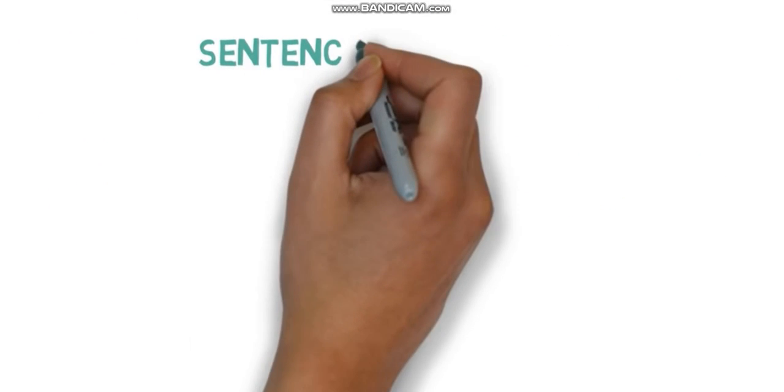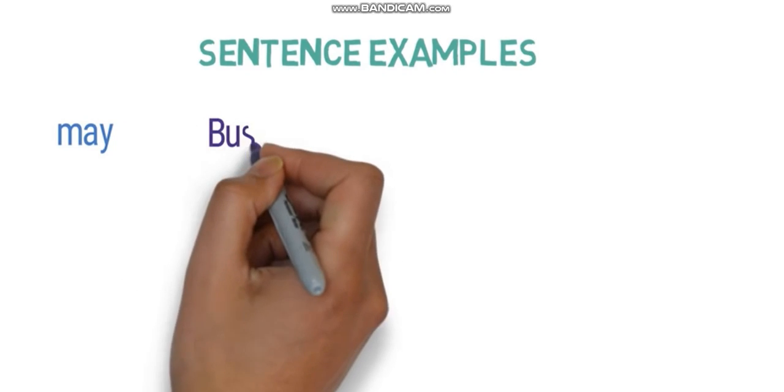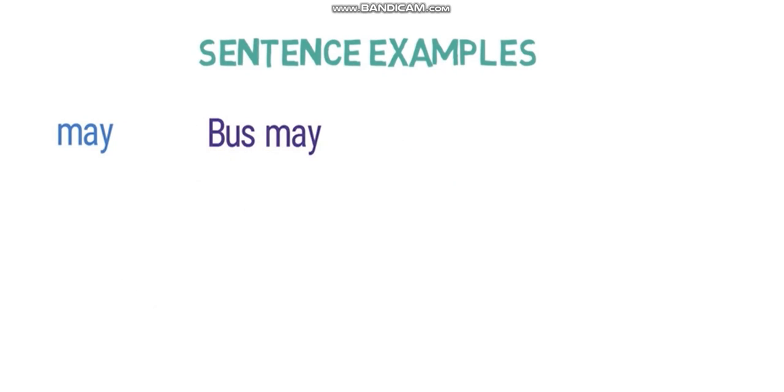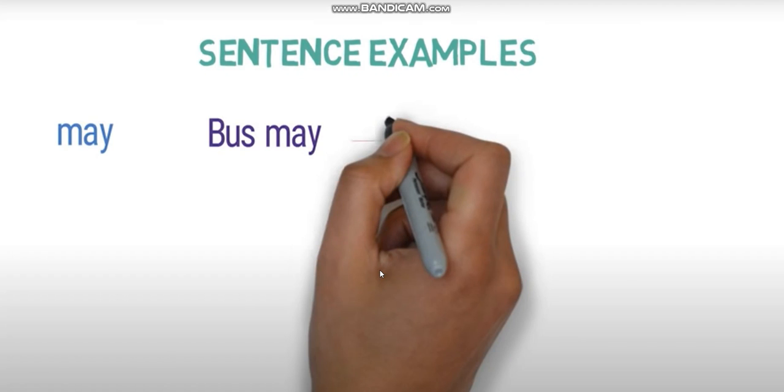Let me give you sentence examples to make you clear about them. For the first example, we are using helping verb may. Look at this sentence, bus may. Can you understand what this sentence is saying about bus? Bus may what? We are not able to identify what it means when it is only written bus may. It is not a meaningful or a correct sentence. It needs something to complete.